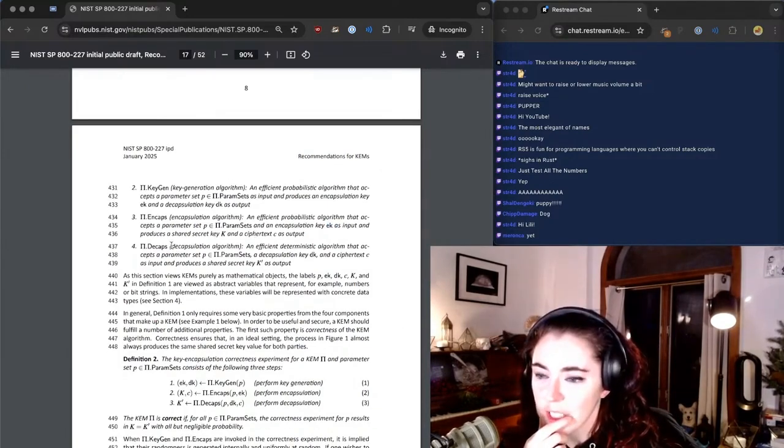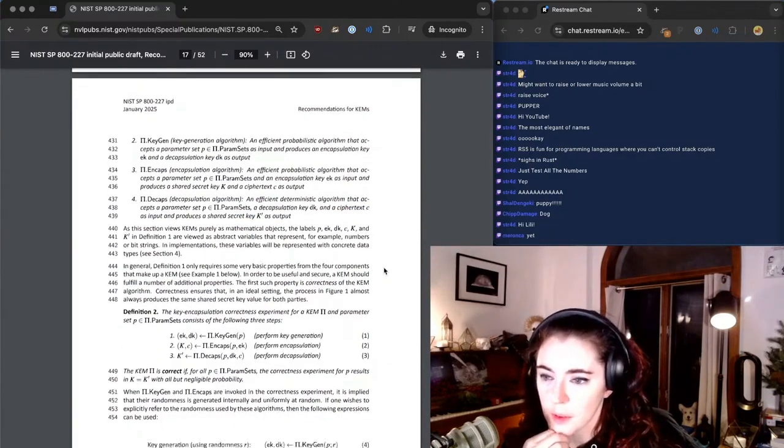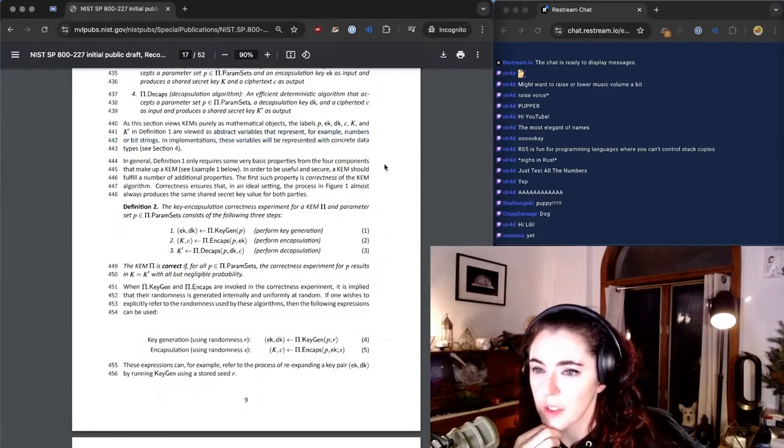Yeah. And decaps takes that KEM ciphertext, deterministic, accepts a parameter set, a decaps key, and the ciphertext. The KEM ciphertext is input and it produces a shared secret. K prime is output. Okay. This section views KEMs as purely mathematical objects. Labels P, ek, dk, c, and uppercase K and uppercase K prime are viewed as abstract variables that represent, for example, numbers or bit strings, and implementations represent concrete data types.